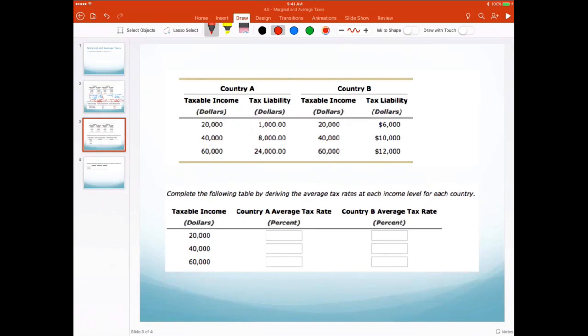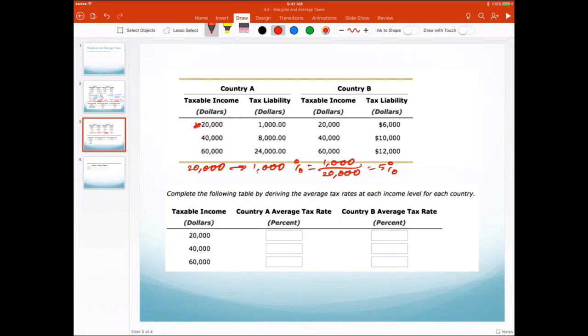Now your average tax rate is essentially just the percentage of your income that your tax liability is. Okay. So for the first one here, right, if you make $20,000, you pay taxes of $1,000, which means your tax rate is essentially going to be equal to 1,000 divided by 20,000. Okay? So that means it's 5%. Right? That's for this one right here.